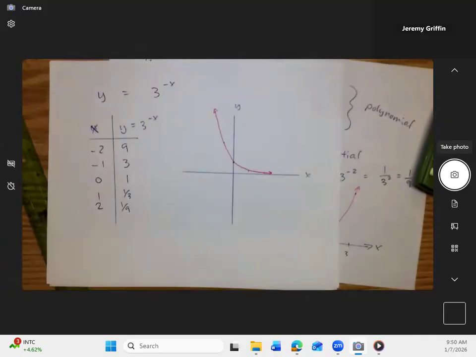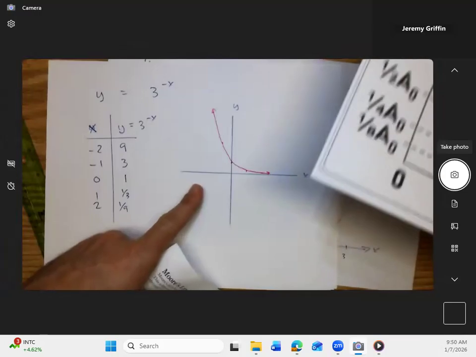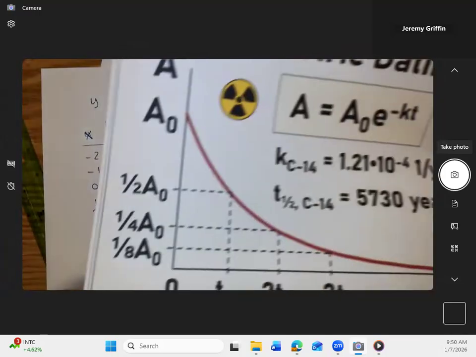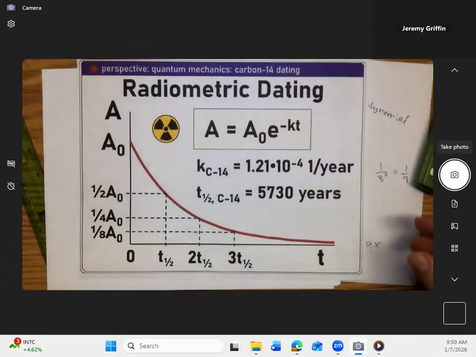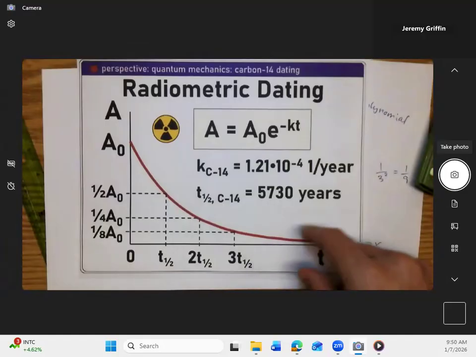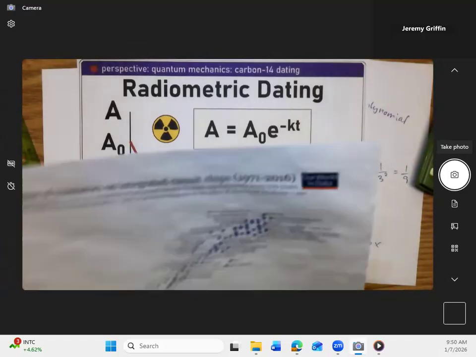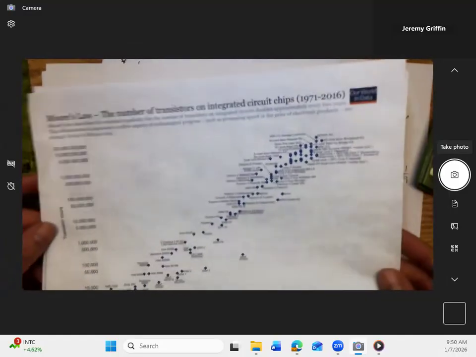Actually, while I'm at it, let me show you a couple of bonus posters we have for you here. This one right here is commonly used for radiometric dating, or sometimes you hear carbon dating. If you find an old artifact that's thousands of years old, how old exactly is it? Well, there's a certain decay rate of carbon-14. That right there is an exponential decay curve. Another common application of exponential growth.